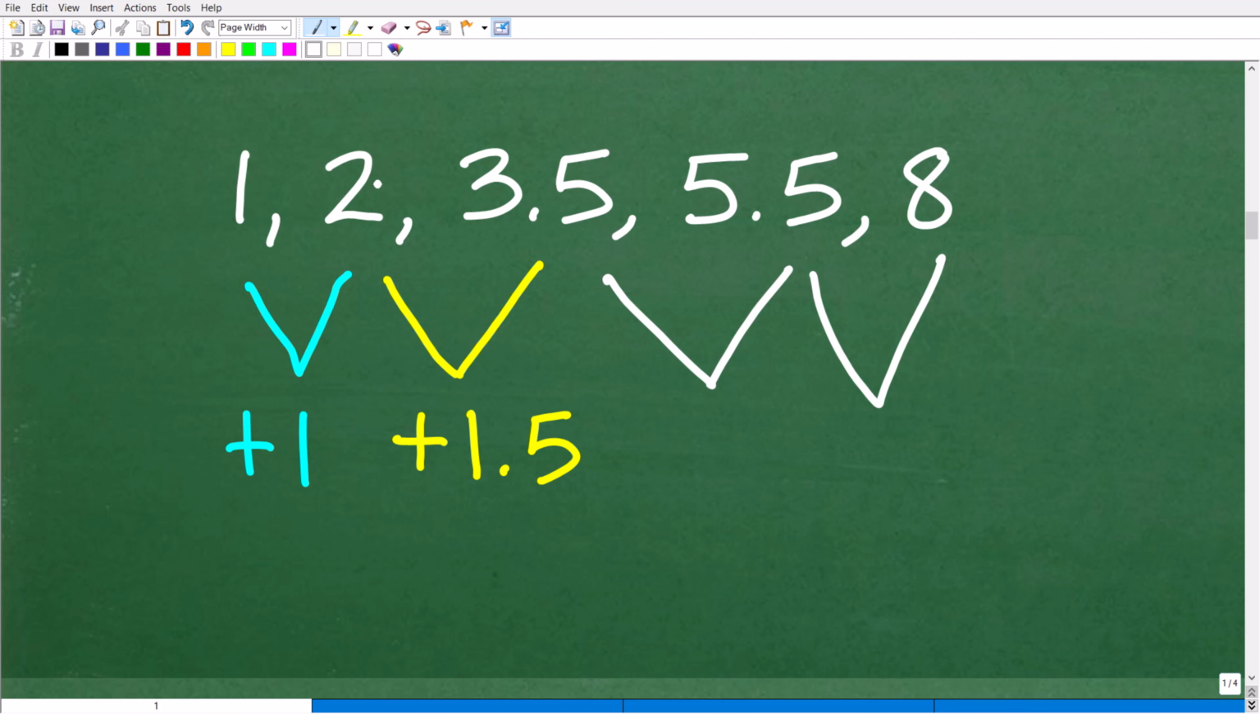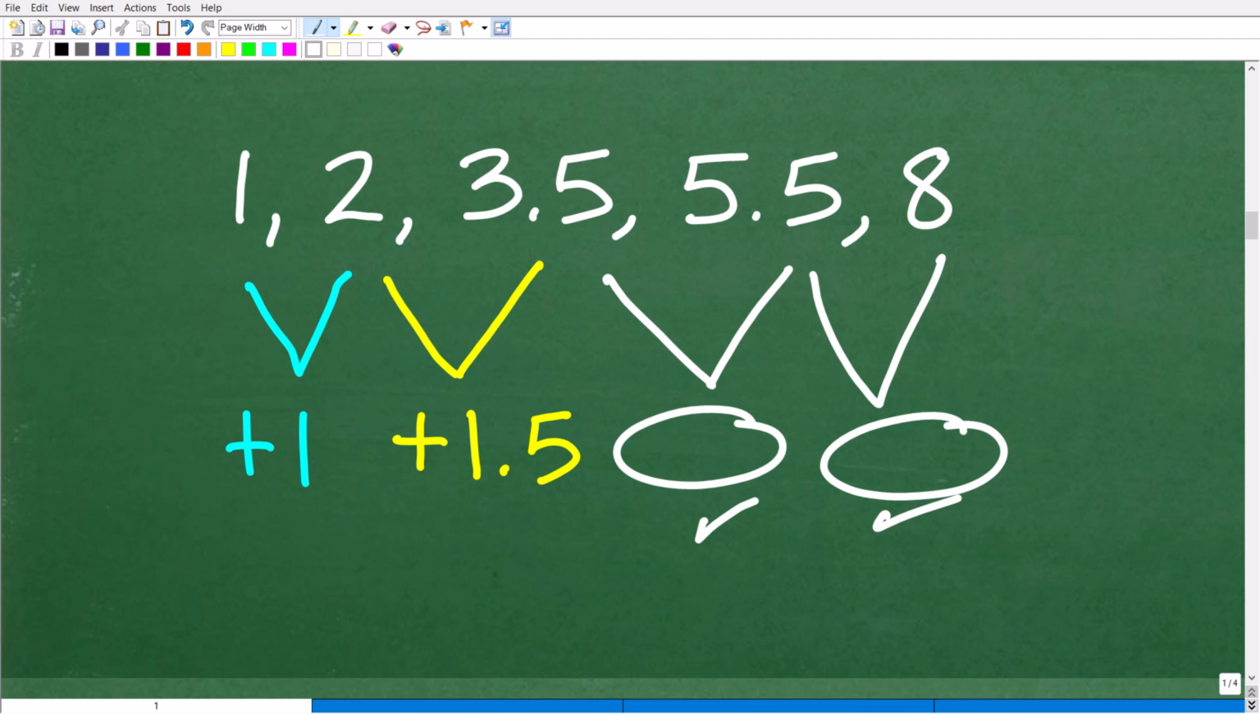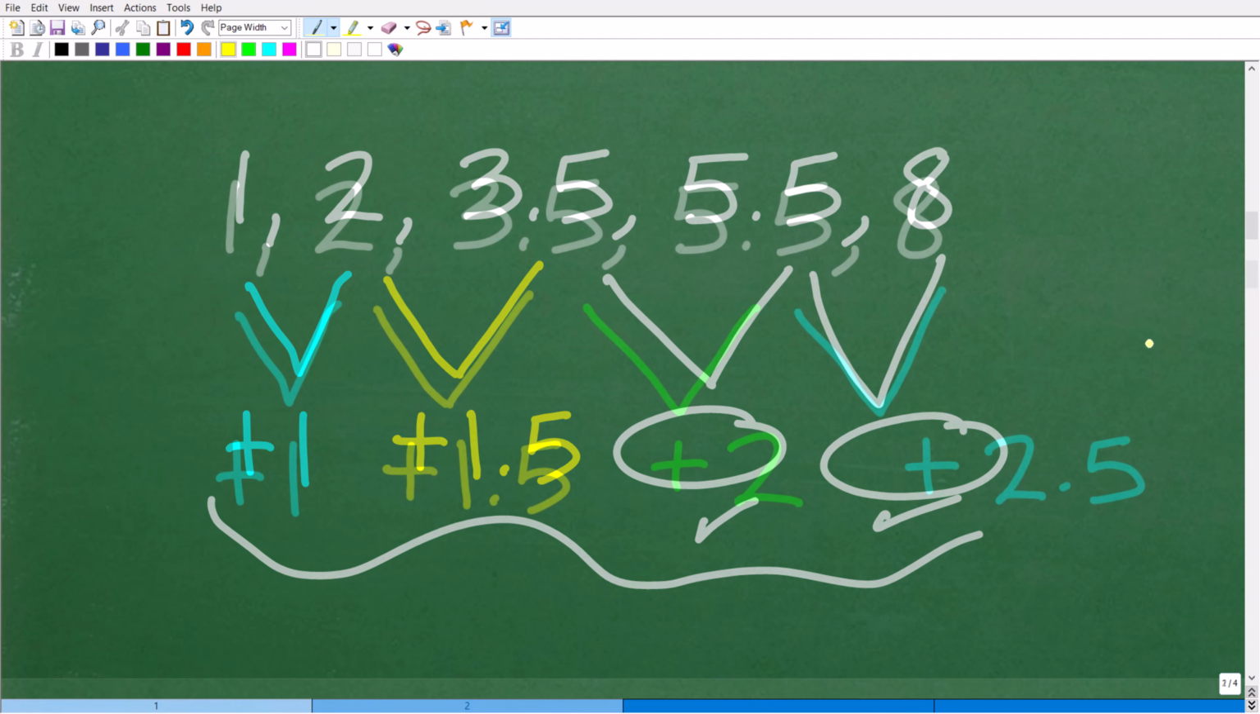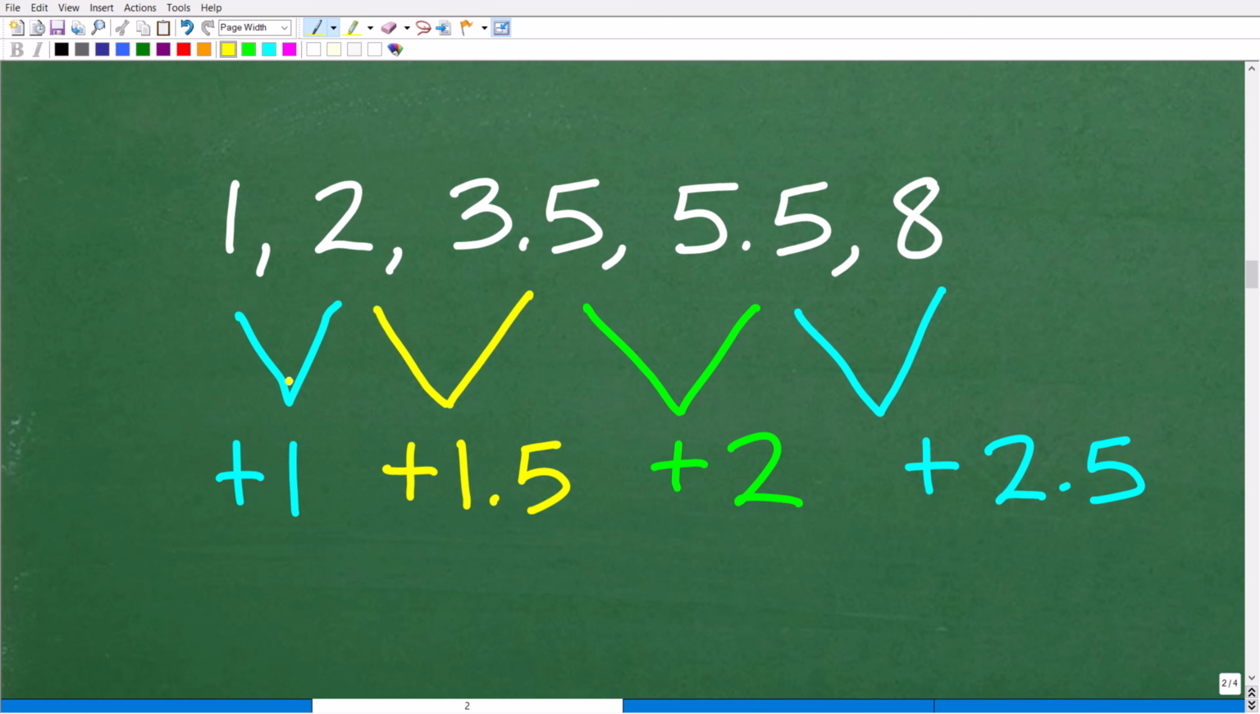So we already figured out between 1 and 2, it's 1. Between 2 and 3.5, it's 1.5. What is it between 3.5 and 5.5, and 5.5 and 8? Because once you figure this out, you're going to see a pattern. So 1 to 2, we increased by 1, and then from 2 to 3.5, we had to add 1.5 to 2 to get to 3.5. Now, from 3.5 to 5.5, we had to add 2 to 3.5 to get to 5.5.